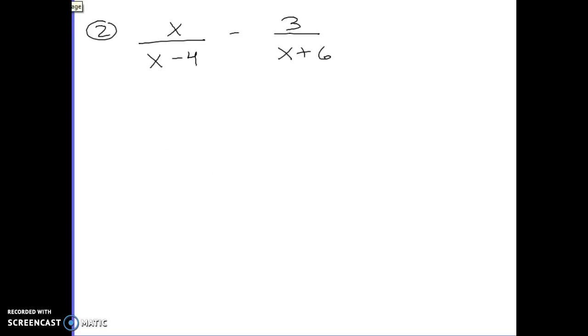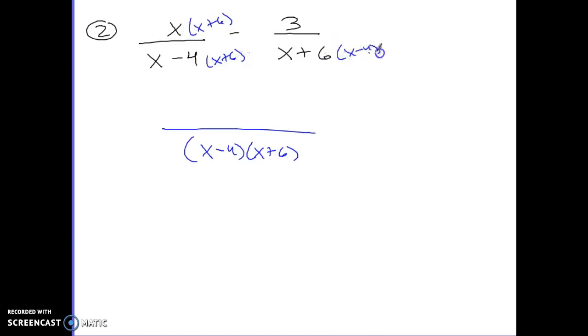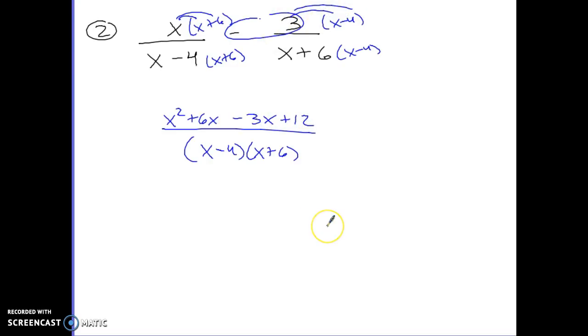Okay, one more. This one's a little different because I actually do have a denominator in each piece. All I have to do is smack them together. Okay? And that means this side needs x plus 6, and this side needed x minus 4. So I'm going to go ahead and distribute. That gives me x squared plus 6x. Distribute the negative 3 to both pieces. Negative 3x plus 12. Combine like terms. X squared plus 3x plus 12 all over this.